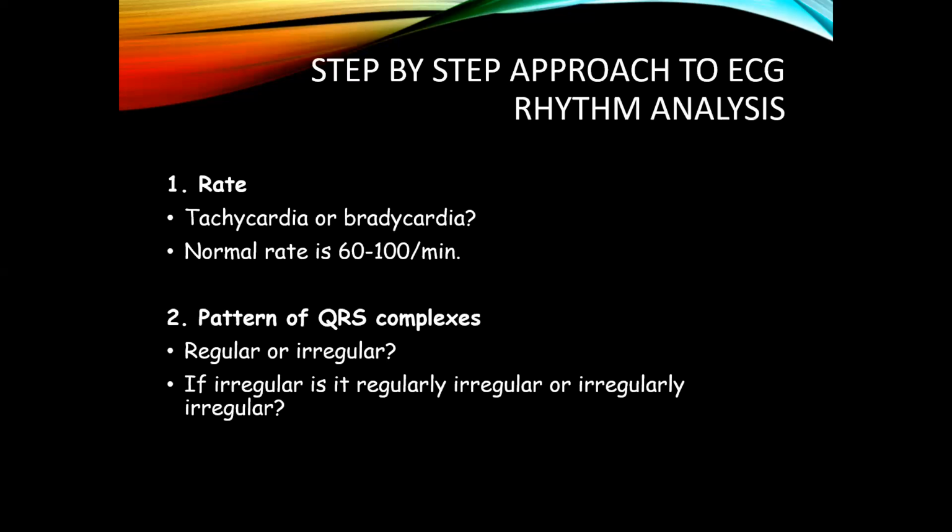So let's go through the step-by-step approach to ECG rhythm analysis. We start with the rate, which we already talked about. Is it tachycardic or bradycardic? The normal heart rate is 60 to 100 beats per minute. Then secondly, we need to look at the pattern of QRS complexes. Is it regular or irregular? If irregular, is it regularly irregular or irregularly irregular? Okay.